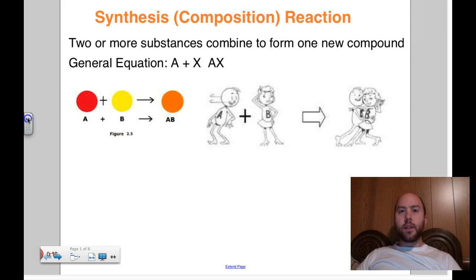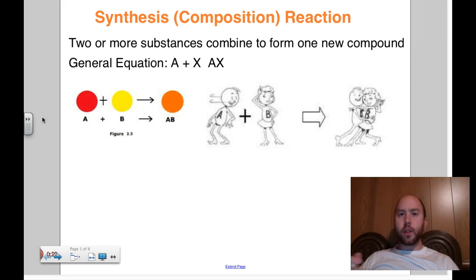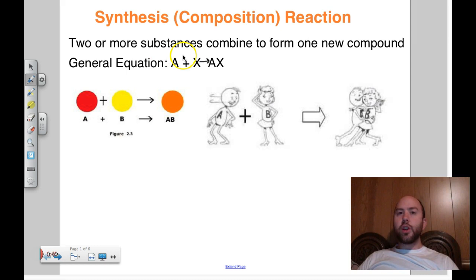So, for synthesis or composition reactions, sometimes they're called either or. Basically what happens is you have two or more substances that come together to make a single substance. You have two or more reactants and it always makes a single product. Now this one's missing its arrow here, so let me just draw a little arrow. But again, the general equation is A plus X yields AX, where A is some element, X is some element, and they just come together.